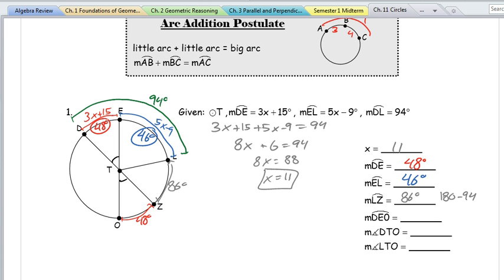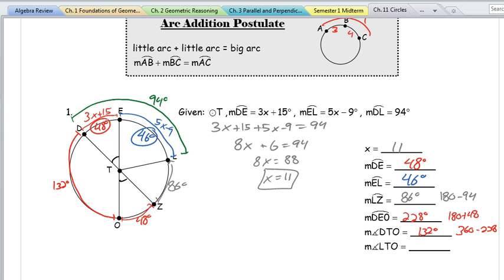DEO going all the way around from D to E to O. So we have 94 plus 86, or you can think of it as 180 plus 48, is going to give us 228 degrees. DTO, okay, now we just have the leftover. So we want to do 360 minus what we just did. So 360 minus 228, let's see, 132 degrees. So this is going to be left over right here from this to this.